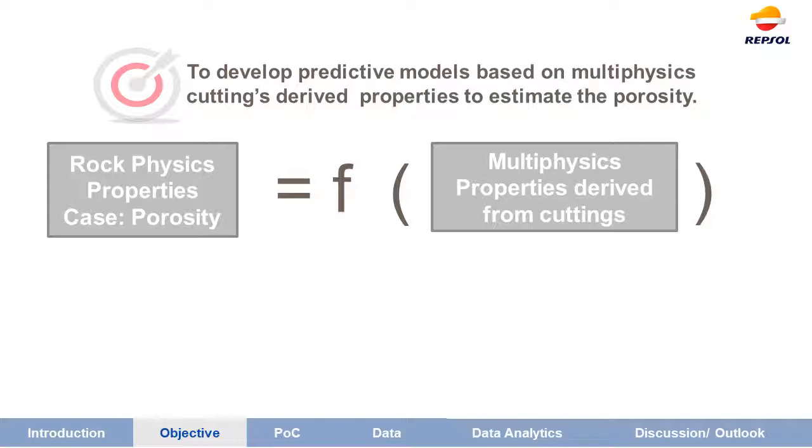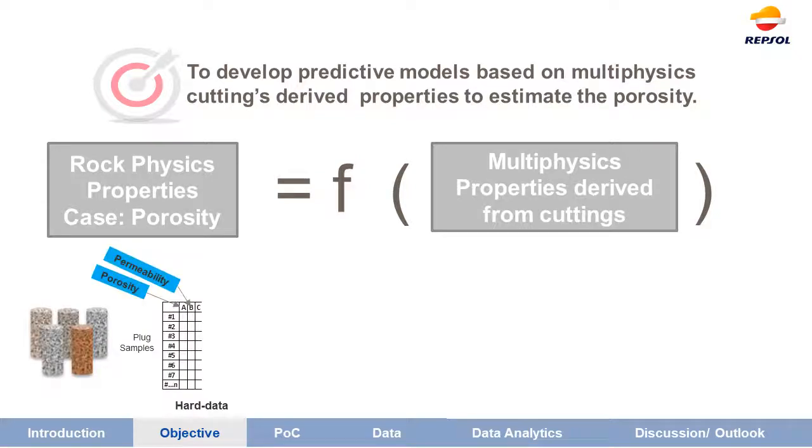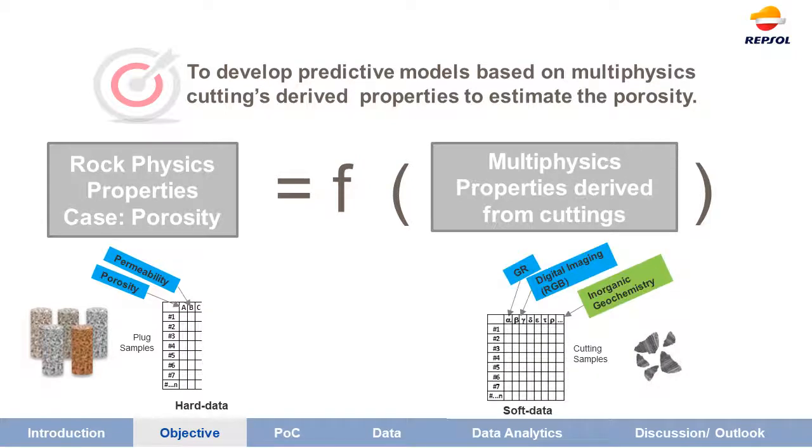This study proposes the estimation of rock physics properties with the use of advanced data analytics on multiphysics information from drill cuttings. So the aim is to build models that allow the prediction of routine core analysis properties based on more simple information that can be quickly obtained. For instance, from the radioactivity field, we can obtain the gamma ray measurements. From the live photography images that can be taken to cuttings, we can derive RGB properties, and from the X-ray fluorescence, we can have a compositional analysis.